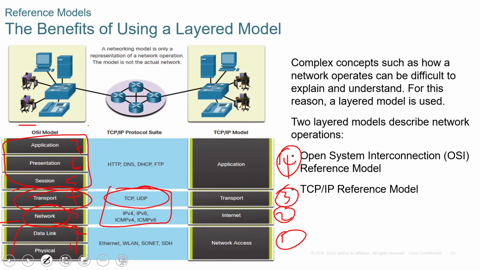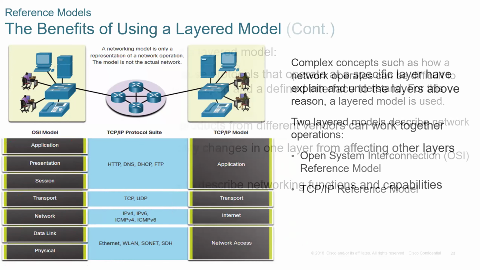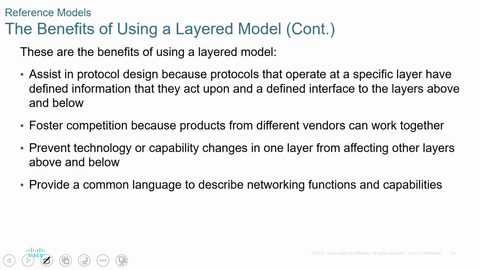They are just to help you understand the communication between two devices, from a sender to a receiver. So if I am sending a message from one point to the other, how does my message move? How does it move across the board? That is what these particular models are explaining, okay? So they assist in protocol design, because protocols that operate at a specific layer have defined information that they act upon and a defined interface to the layer above.